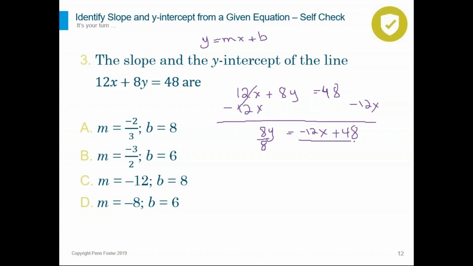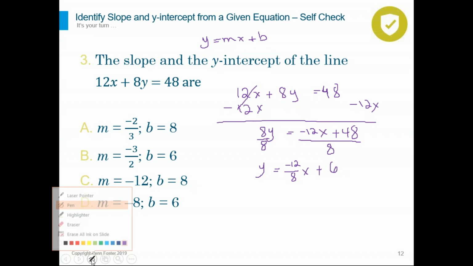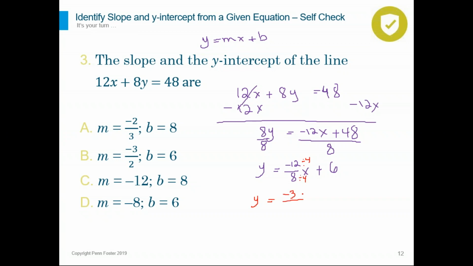You have to do the same thing on the whole right-hand side. 8 over 8 is a 1, equals negative 12 over 8x plus 48 over 8 is 6. I see even numbers on that fraction, then we're able to simplify it more. We can divide over 4 on the top and 4 on the bottom to simplify the fraction. Then it will be y equals negative 12 over 4 is a negative 3. 8 divided by 4 is a 2, x plus 6, and this is the equation of the line.